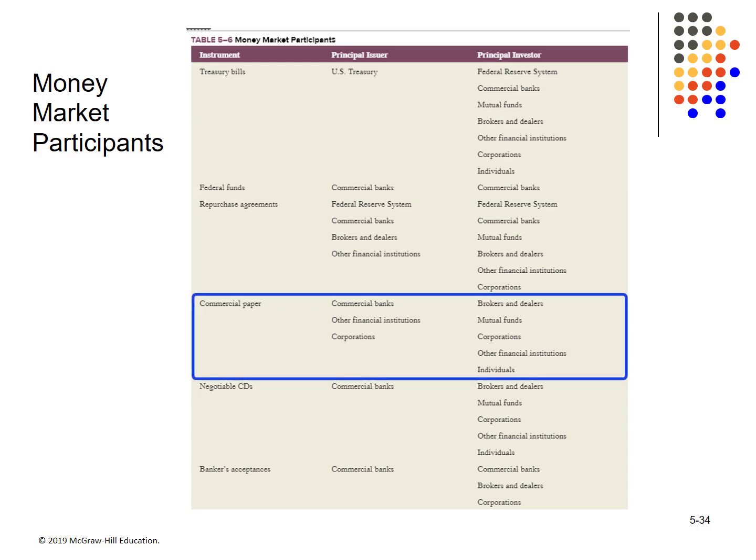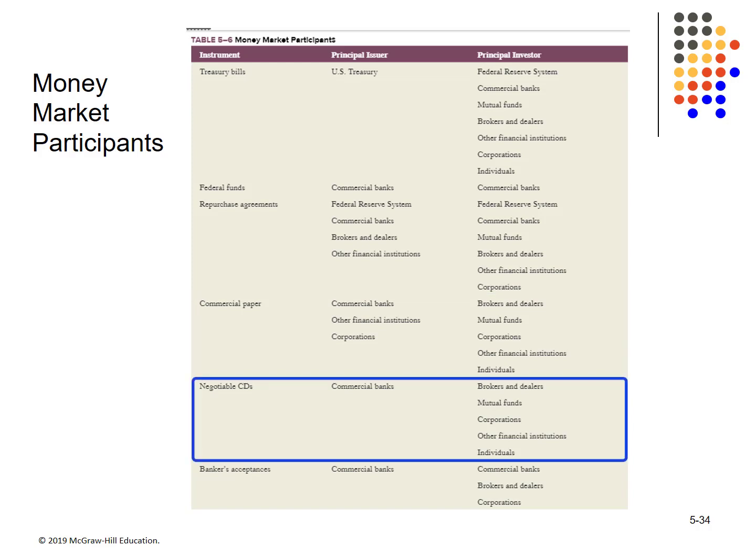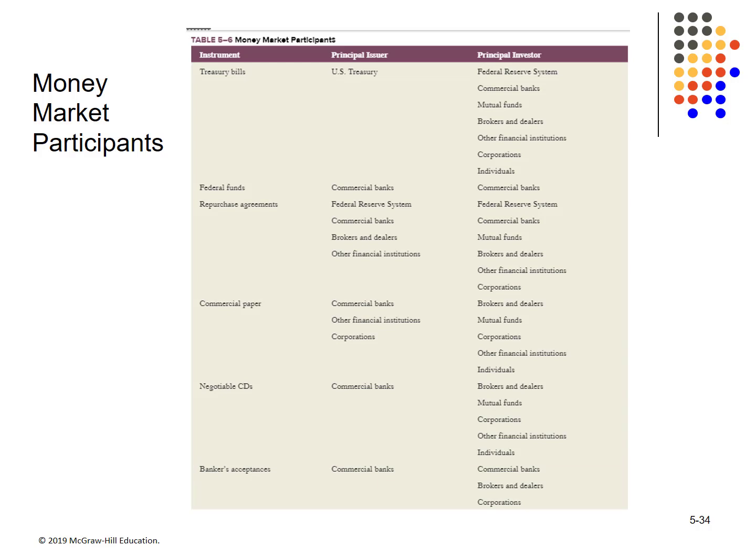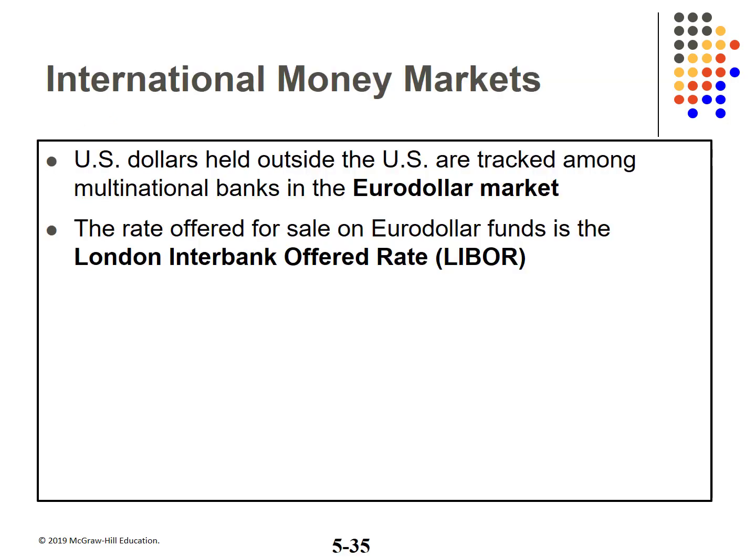Commercial paper is not government issued. It's issued by commercial banks and corporations who are also buyers as well as mutual funds, corporations, and individuals. Negotiable CDs are issued by commercial banks and are available to brokers and dealers, mutual funds, corporations, and individuals. Finally, banker's acceptance are issued by commercial banks and used by the same as well as broker-dealers and corporations. Note that only T-bills, commercial paper, and negotiable CDs are available to individuals. The U.S. money market is the largest and most active in the world, but global money markets are growing.